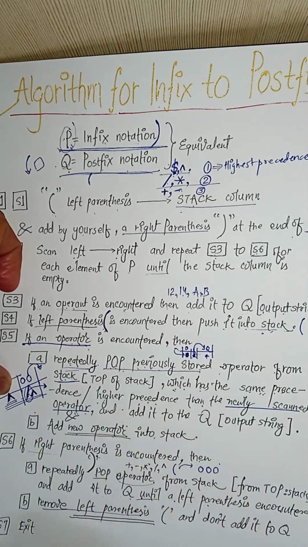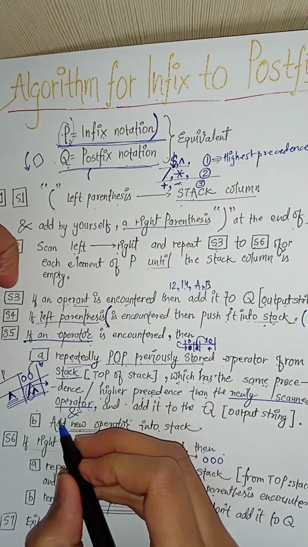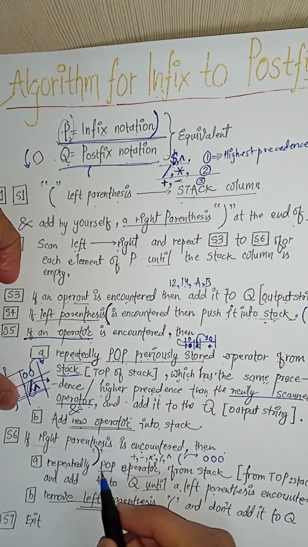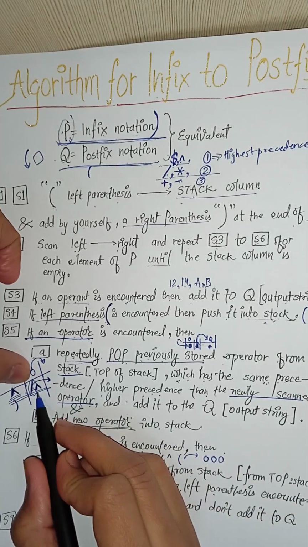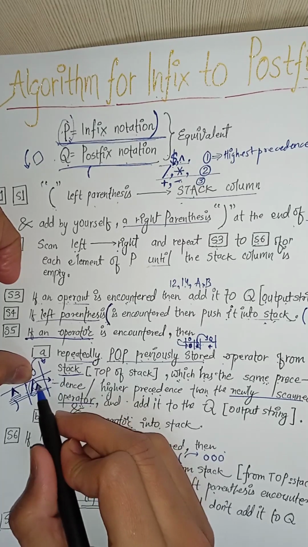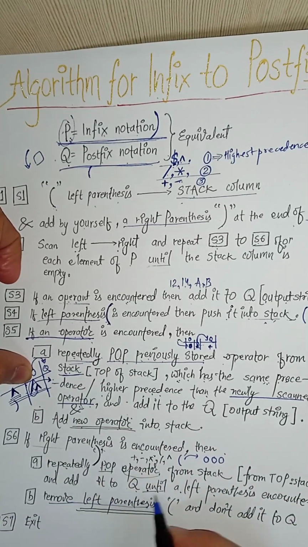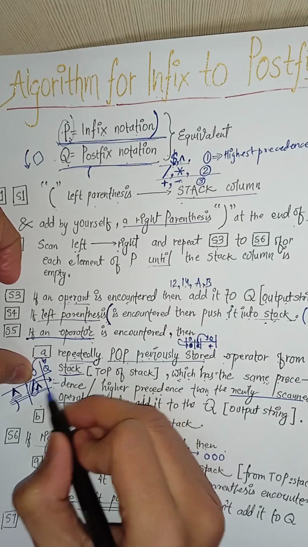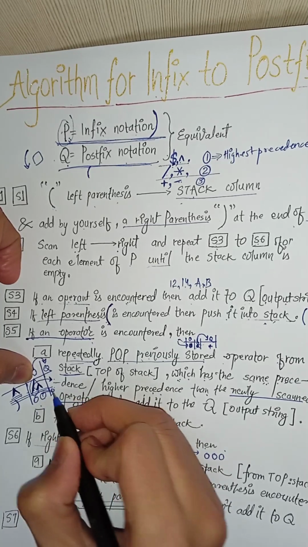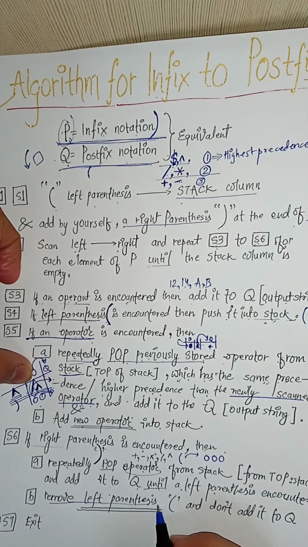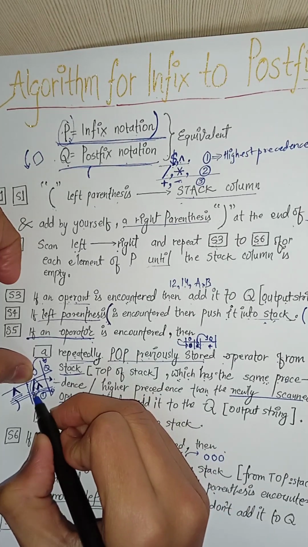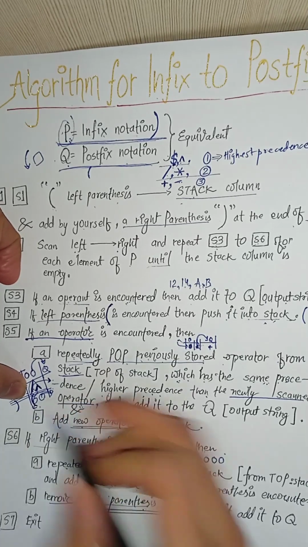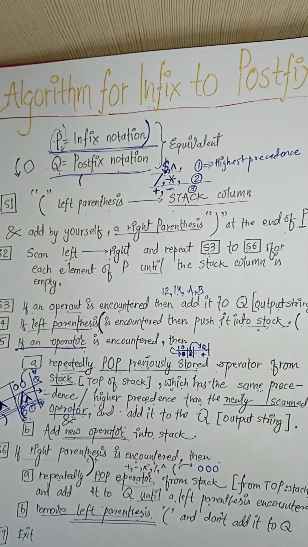Okay, and the very last step is the right parenthesis. If a right parenthesis is encountered from the infix notation, what you have to do is repeatedly pop operators from the stack into the queue until a left parenthesis is encountered. You have to pop one by one from the top, and remove the left parenthesis from the stack. There should be a left parenthesis and it will be removed, and you do not add it anywhere. Okay, now we will look at this with an example.